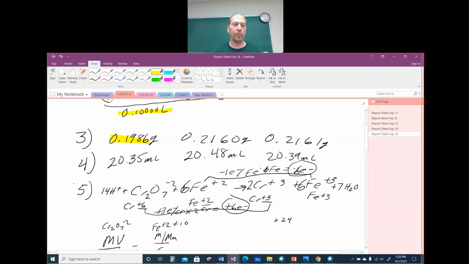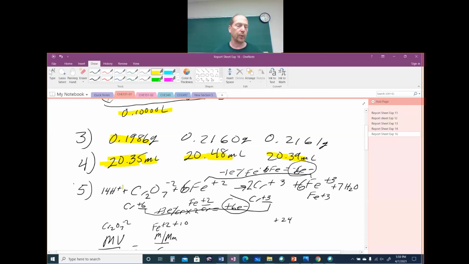All right, then you have your titration, final minus initial. In this case, we required 20.35 to reach the end point. In the second one, it was 20.48 to reach the end point. And in the third one, 20.39 to reach the end point. Then it asks for the mass of the iron.